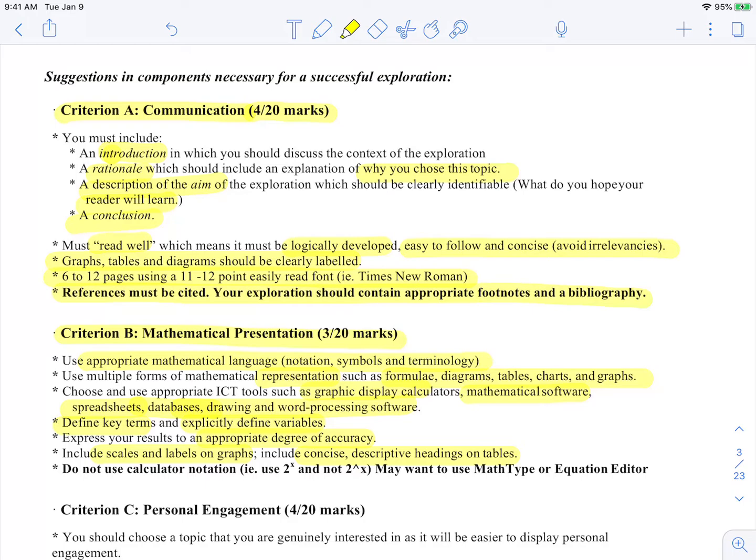You want to be very careful that you do not have calculator notation such as this. 2 to the x power would not be written as 2 and then the little caret symbol x. You'd want to use something like an equation editor.